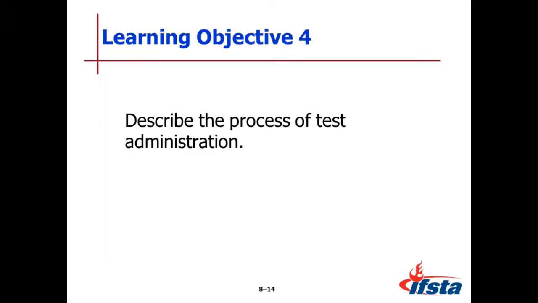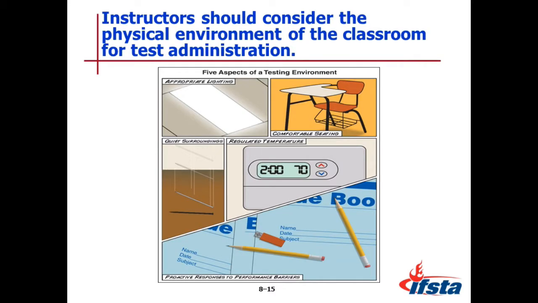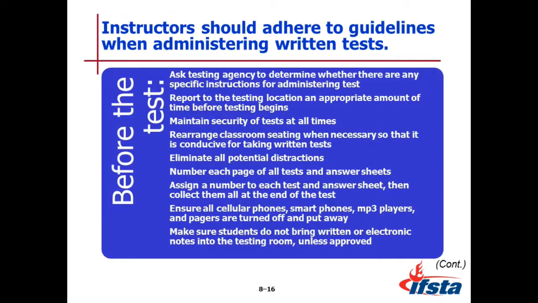Test administration, a very important process for the instructor one to be able to take care of. We should consider the physical environment of the classroom for test administration. There are 5 aspects of a training or of a testing environment that will help minimize issues with the physical environment. You need appropriate lighting. You need comfortable seating, quiet surroundings, a regulated temperature, and proactive responses to performance barriers.